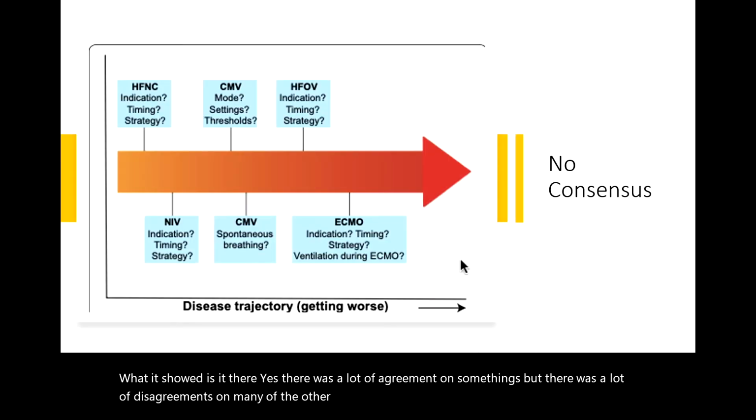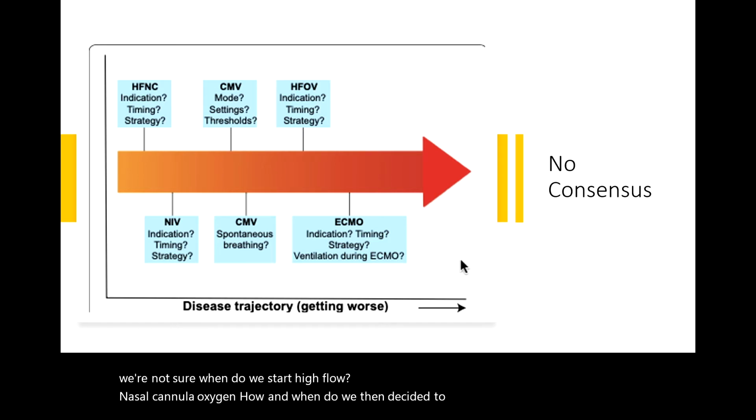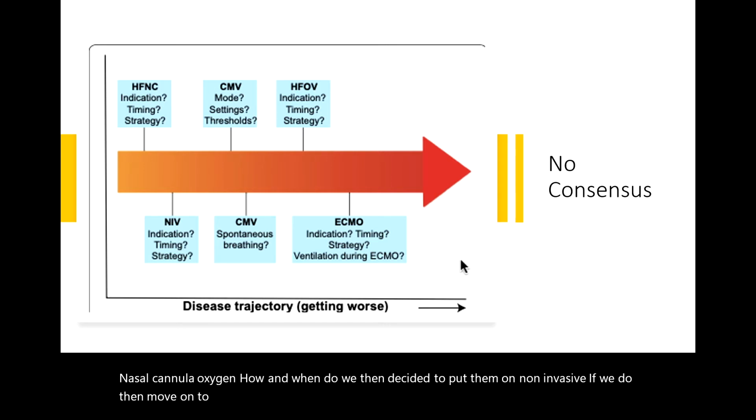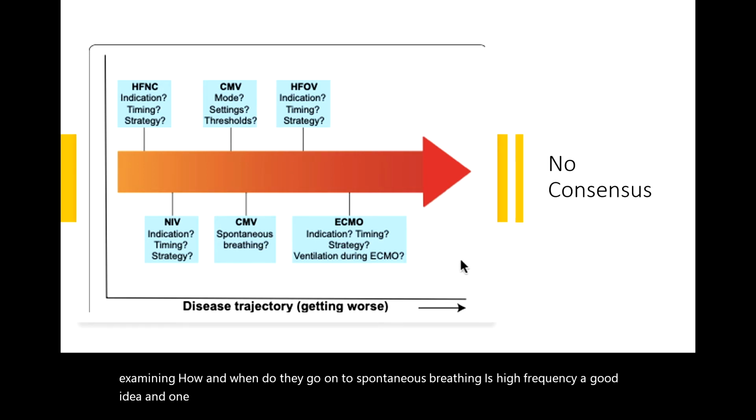So when you've got a patient who first comes in, we're not sure when we start high flow nasal cannula oxygen, how and when we then decide to put them on non-invasive, and if we do, then move on to ventilation. What mode, what settings, are there any thresholds we need to be examining? How and when do they go on to spontaneous breathing? Is high frequency a good idea? And what are the specific indications for commencing ECMO? And after their discussions, they came with no consensus.